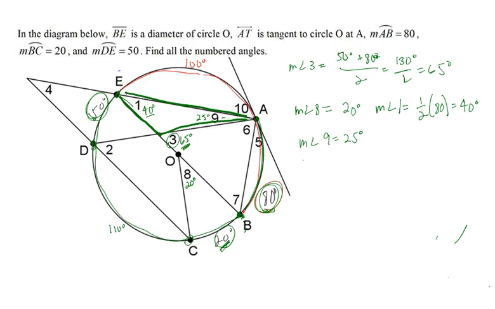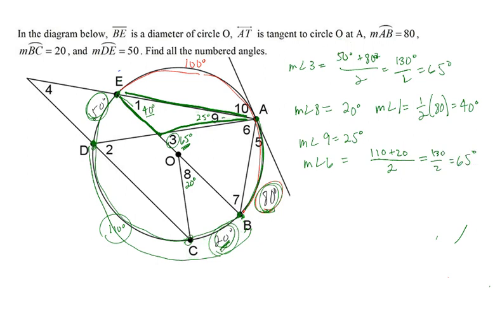Let's see. Next we have measure of angle 6. Now angle 6 is also an inscribed angle. It inscribes D all the way to B. D to B is 110 plus 20. So 110 plus 20, that's 130 degrees. But it's only going to be half of that because it's an inscribed angle. So 110 plus 20 is 130, divide by 2, and we get 65 degrees for angle 6.